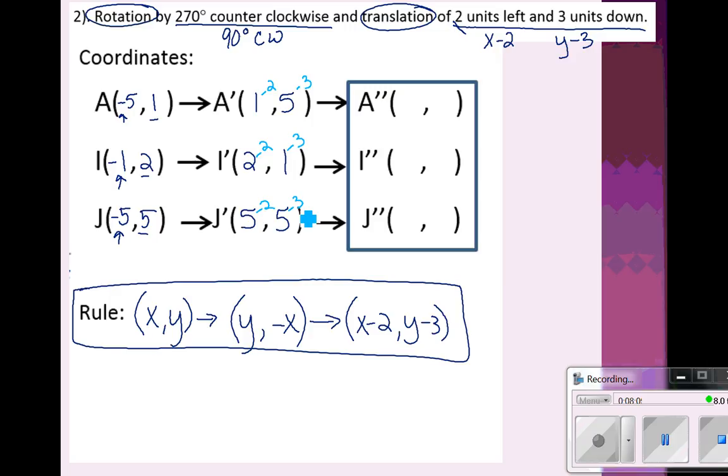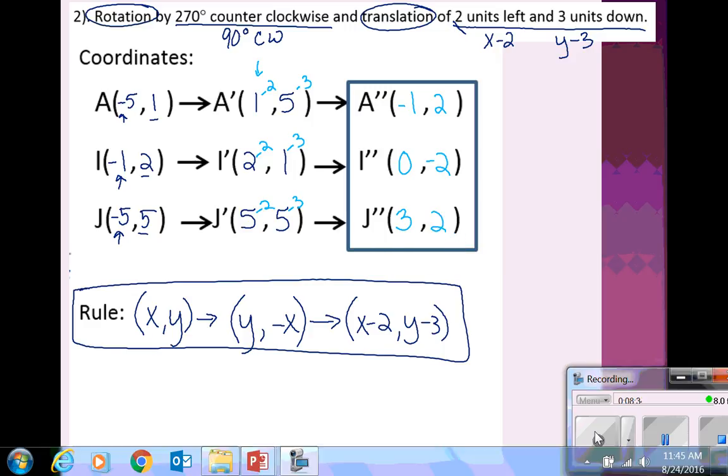So starting here, 1 minus 2 is negative 1. 5 minus 3 is 2. Going to the I, 2 minus 2 is 0. 1 minus 3 is negative 2. And the J, 5 minus 2 is 3. 5 minus 3 is 2. So those would be the ordered pairs that you're going to have to plot for your final image.